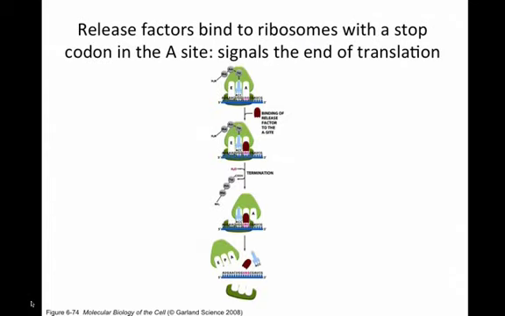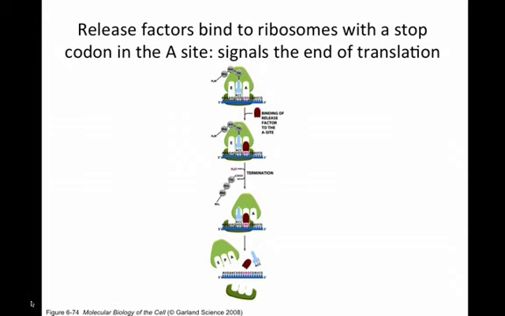Okay, so then we have release factors, right? We started translation, we elongated our polypeptide, and now we need to finish, right? And that happens when we encounter a stop codon, right? Do you guys all know your stop codons?